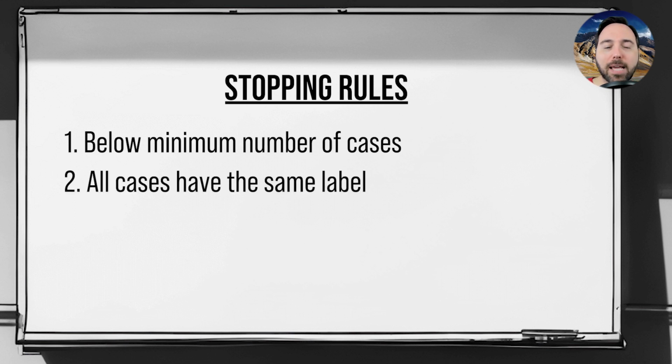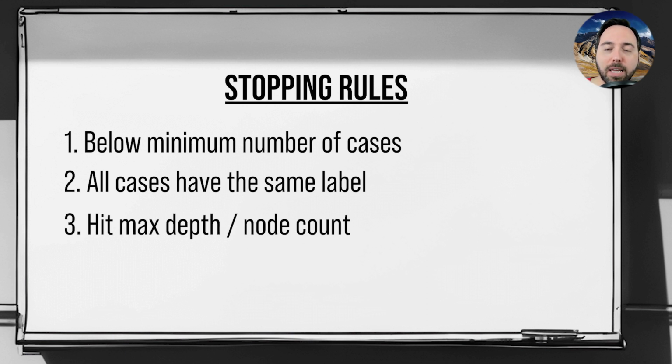Stop when all cases are of the same label. If all of our cases have an output value of 1, it doesn't really matter how many cases remain. No matter how we split the data, everything will have an output of 1, so just stop right here. We could also stop after reaching a certain depth or a node count. Each level of a tree requires more memory. Each level also requires more cases to be meaningful and limit the risk of overfitting.